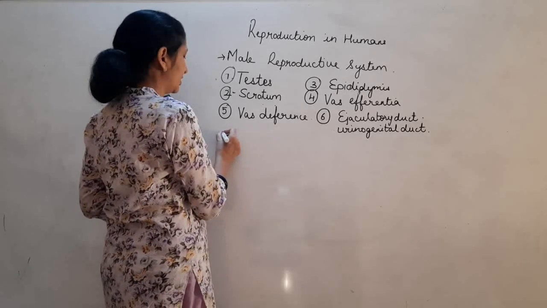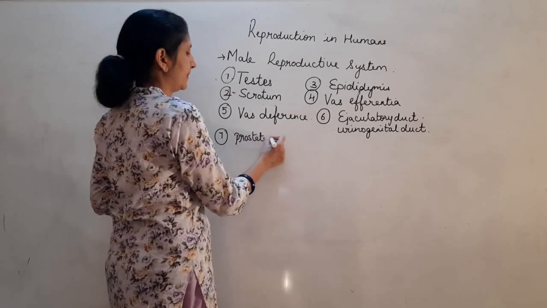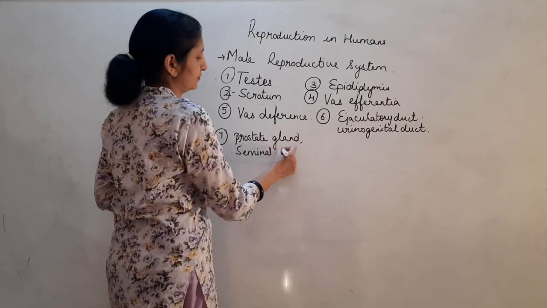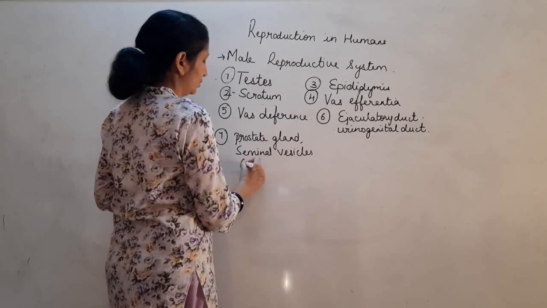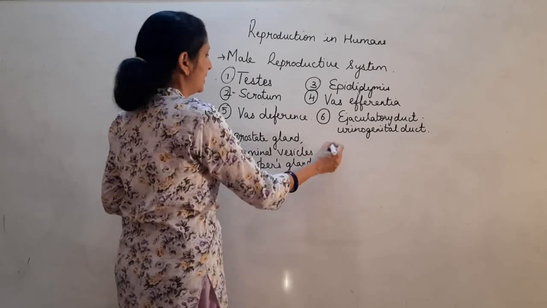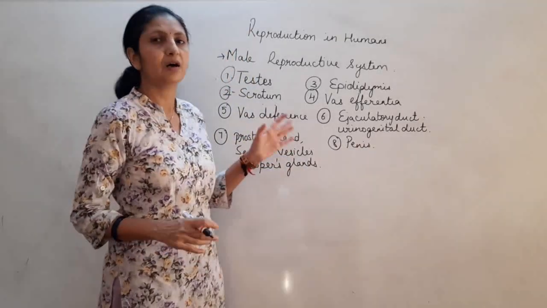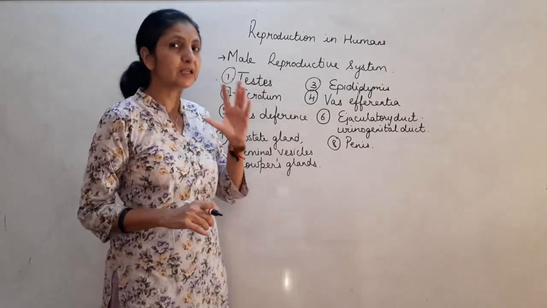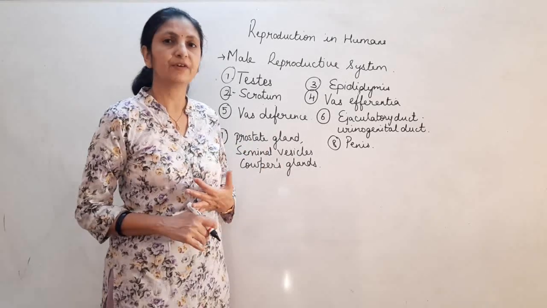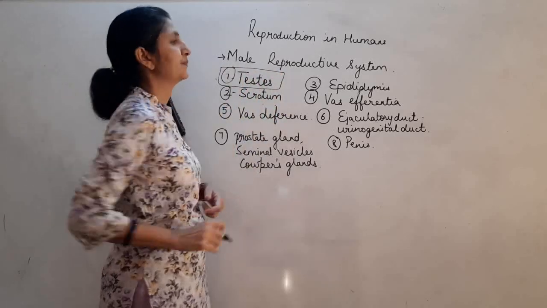Some glands, we would be talking about some glands like prostate, seminal vesicles, Cowper's gland. इन ग्लैंड्स की भी बात करेंगे. और लास्टली the outermost structure that is the penis. This is not one of the primary structures, लेकिन इन सारे स्ट्रक्चर्स की बात हम would be talking when we are talking about the मेल रिप्रोडक्टिव सिस्टम. सबसे ज्यादा इंपॉर्टेंट पार्ट है टेस्टिस.